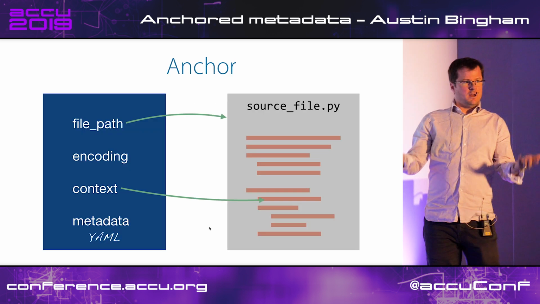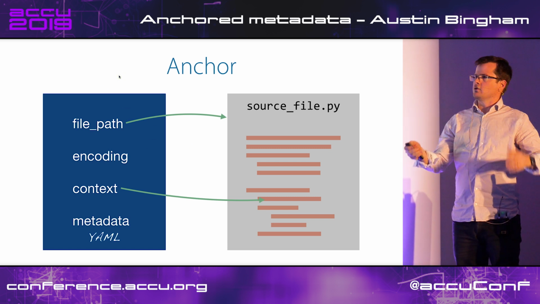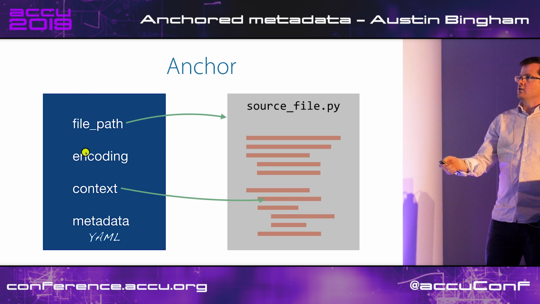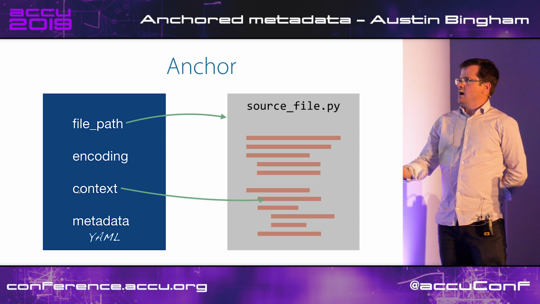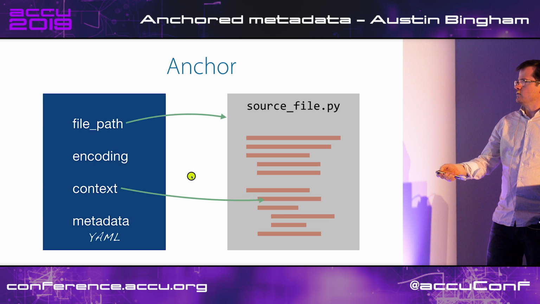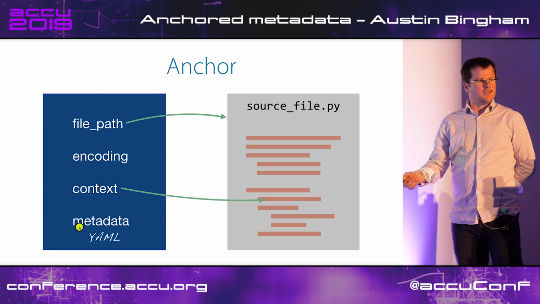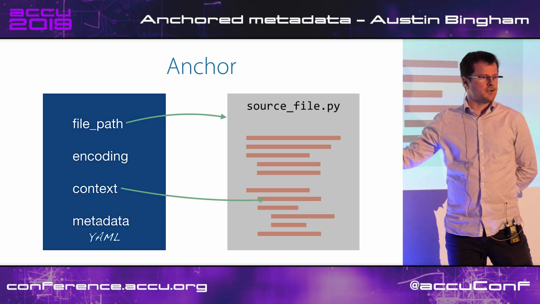Layered above context, we have the anchor itself. So this is just kind of a higher level structure, and it has an actual file path saying where is the file that I'm anchored to, what is the encoding of that file, because we need to be able to read it and things like that. It has the context embedded in it, so it aggregates the context. And the context, of course, is what points into the file, and that's where we also keep the metadata. So the metadata right now can be any valid YAML structure.